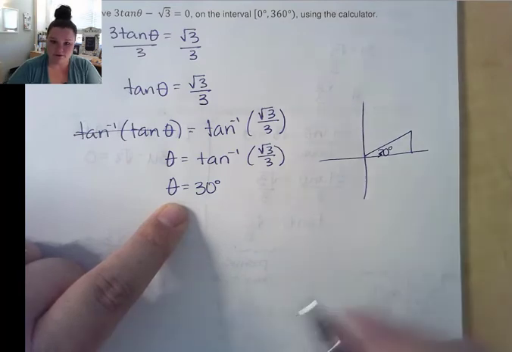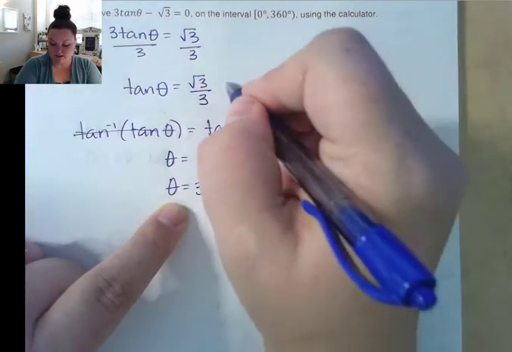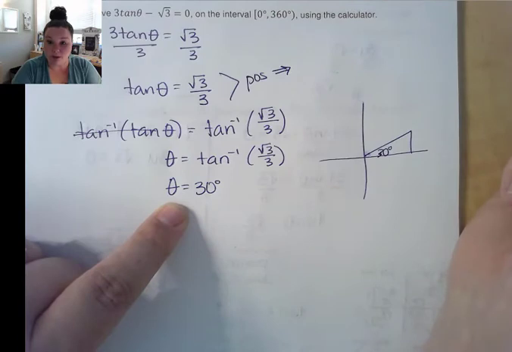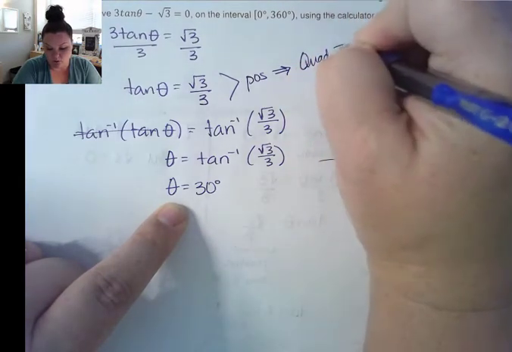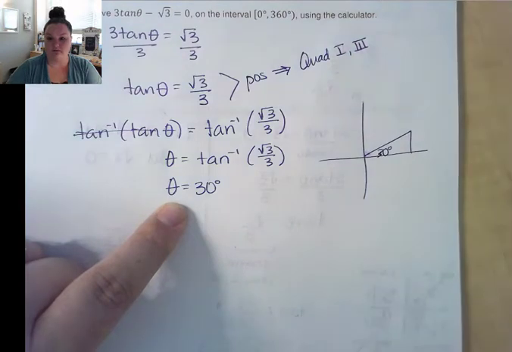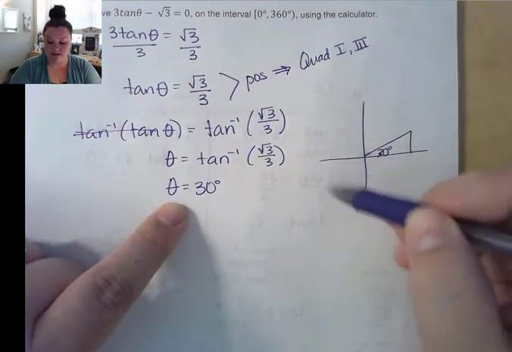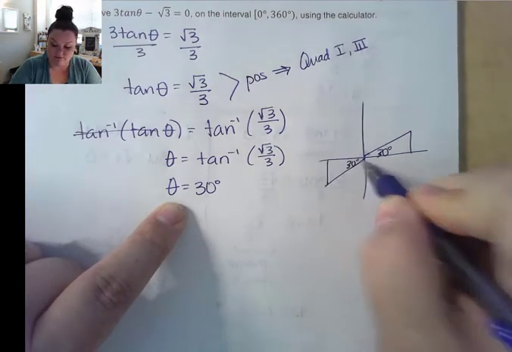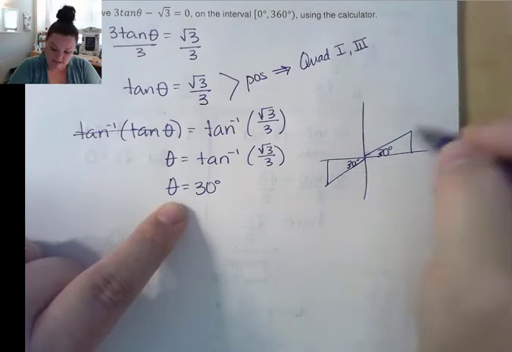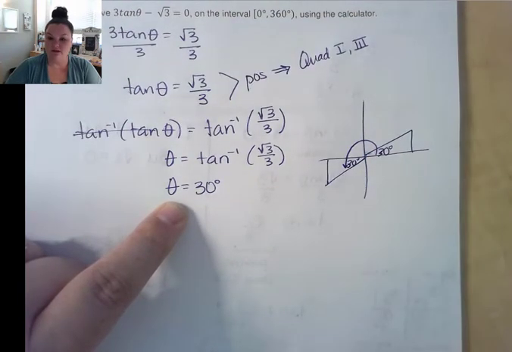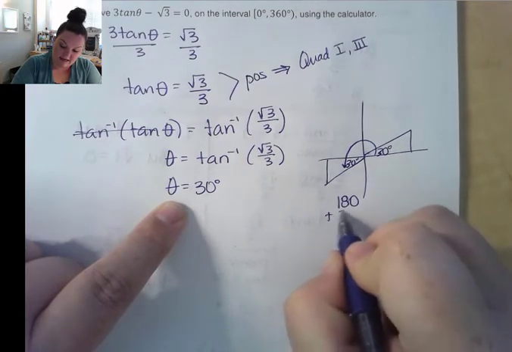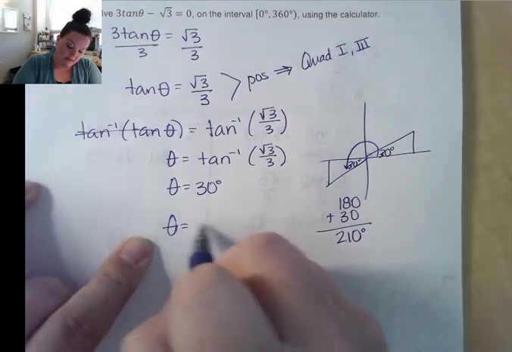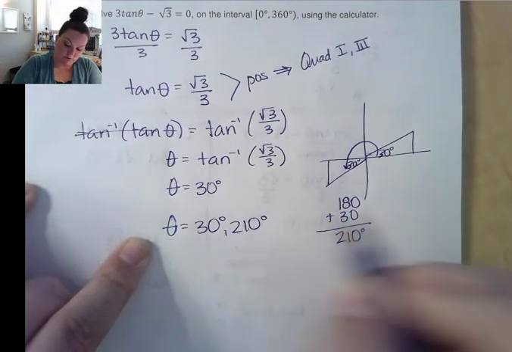So what I would do is go back again. We're talking about tangent because tangent here is positive. We know that tangent values are only positive in quadrant 1 and quadrant 3, because we get a positive over a positive, or a negative over a negative, which is positive. So it's our job to draw in this other reference triangle and figure out what this angle is here. Again, I would take 180 and add 30 degrees to it to come up with 210. So theta is equal to 30 degrees or 210 degrees.